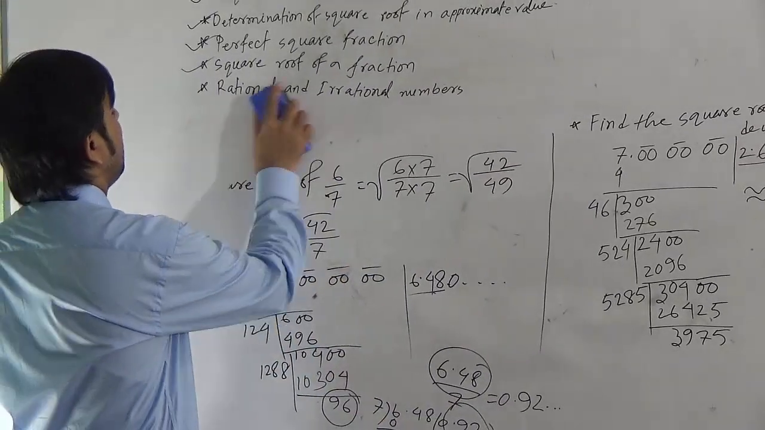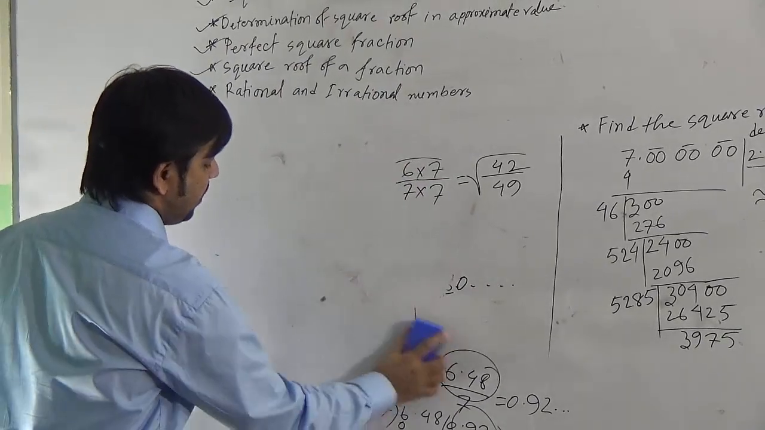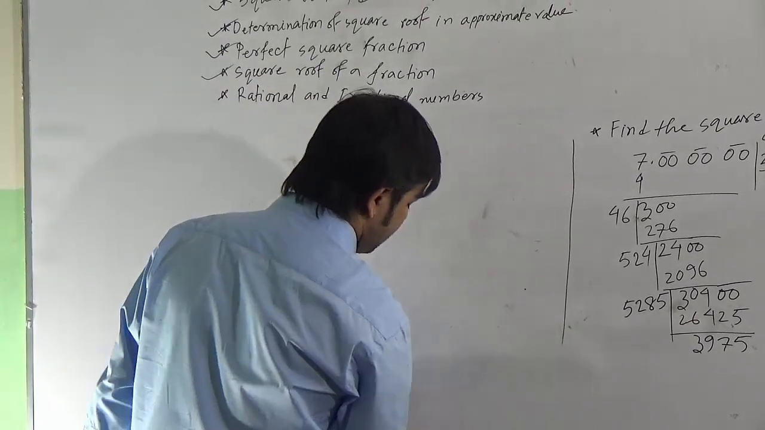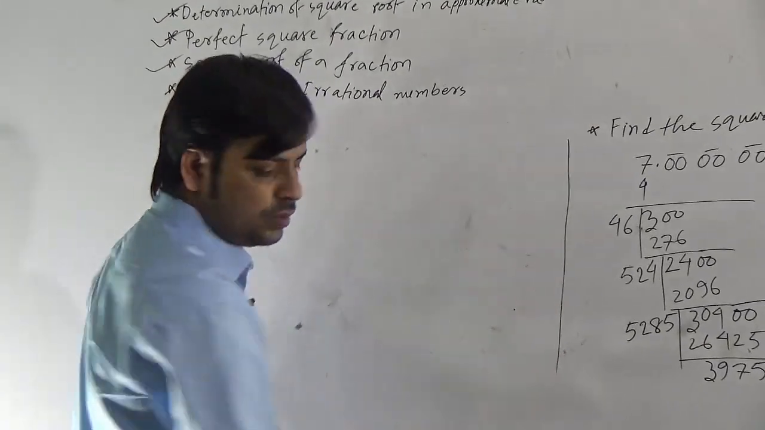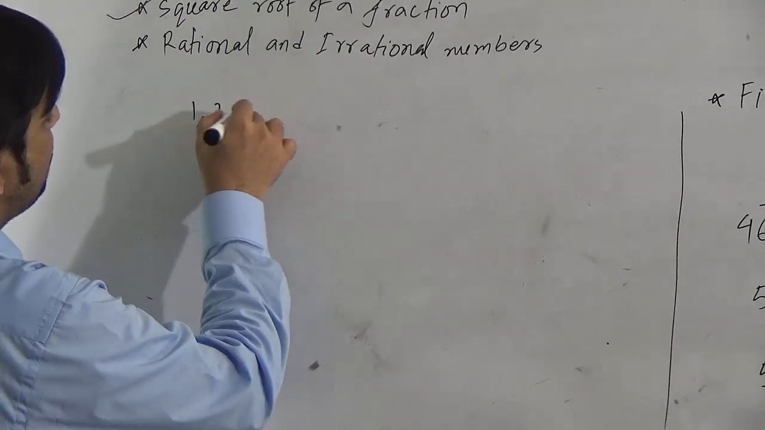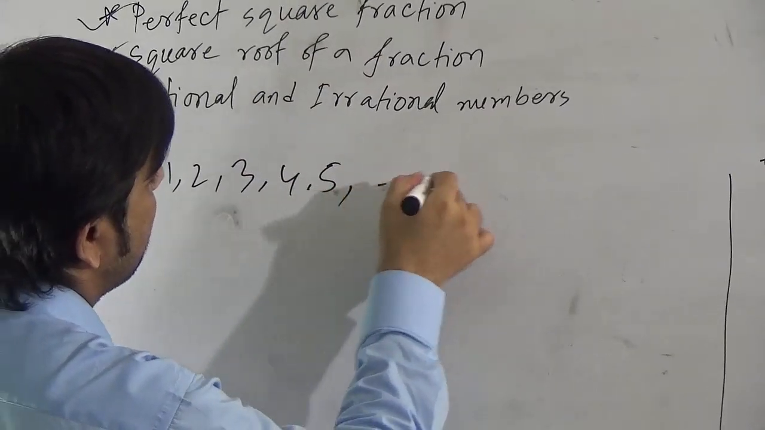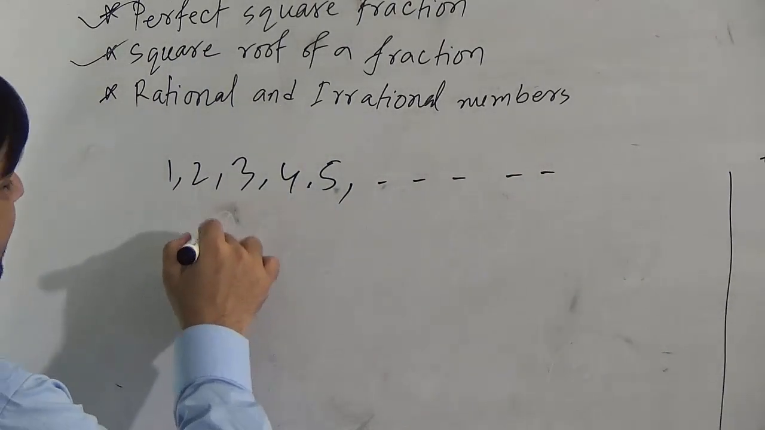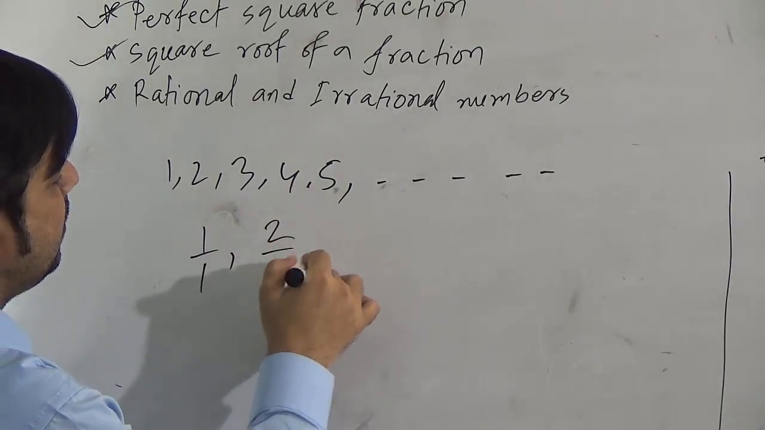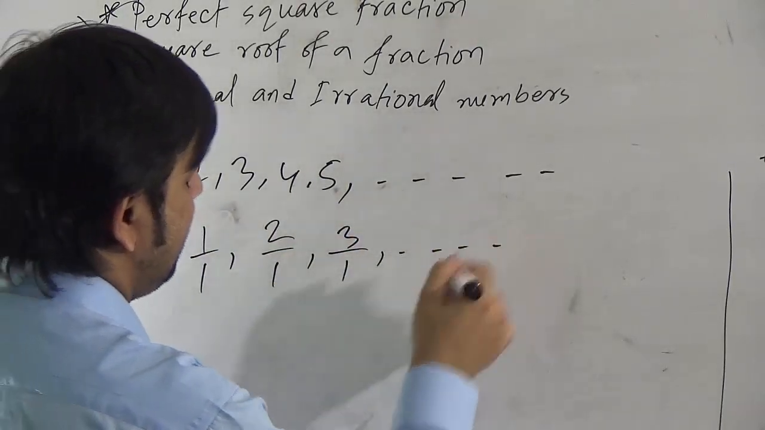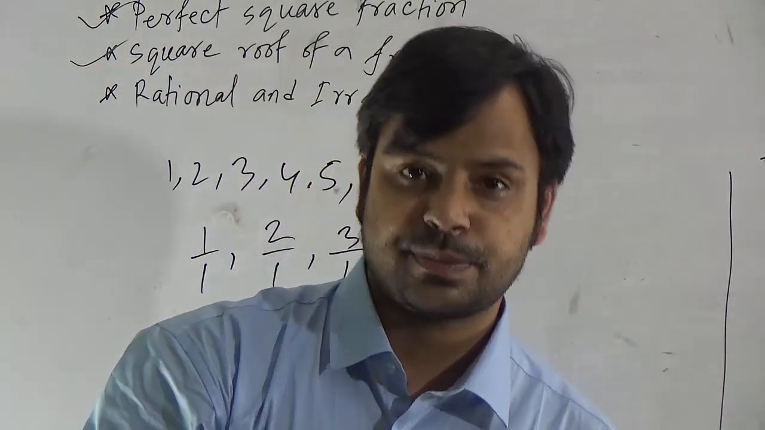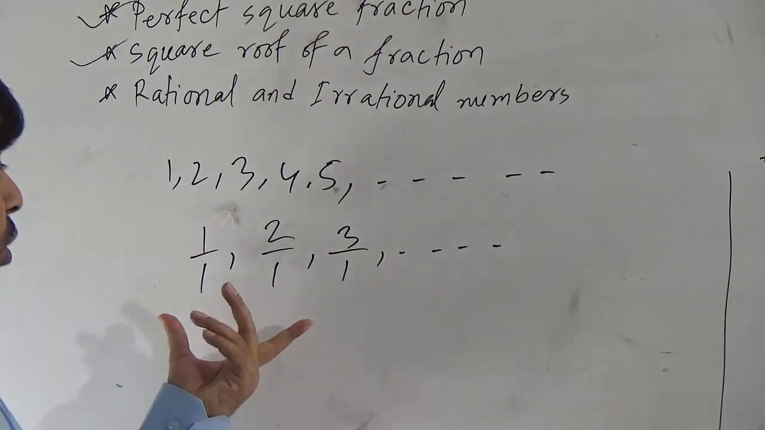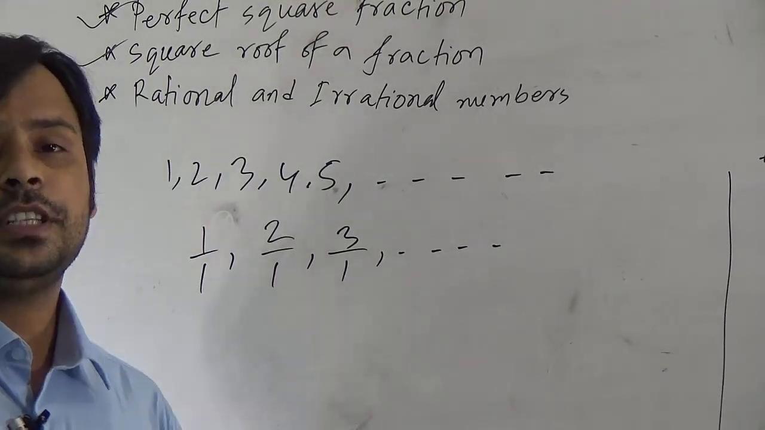Then I will give you some basic concept from the next topic, that is rational and irrational number. Dear students, you know 1, 2, 3, 4, 5 such type of whole numbers. These whole numbers we can express as fractions, 1 by 1, 2 by 1, 3 by 1. It means that all the whole numbers can be expressed as a fraction whose denominator is 1.